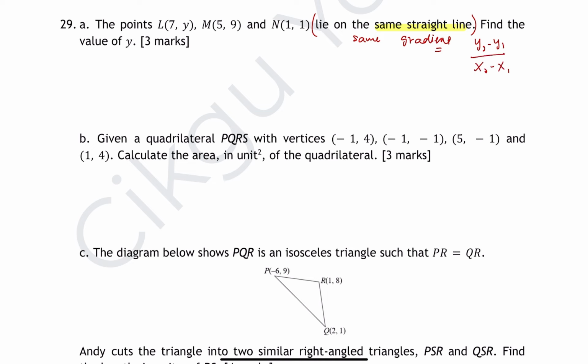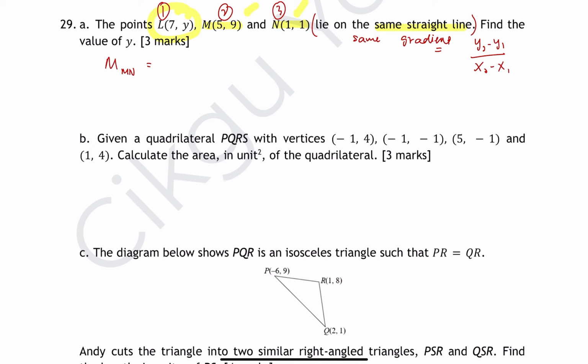Okay, so find the value of y. In this case, you can just pair up any two sets of coordination and make it a fraction. For example, this is my set 1, this is my set 2, this is my set 3. I will first try to compare any two sets of coordination with known numbers first, right? In this case, you have coordinate M and N for both x and y with the numbers given, right? So you can just compare your gradient of MN with your L and any of the coordination here. You can compare with your LM or LN.